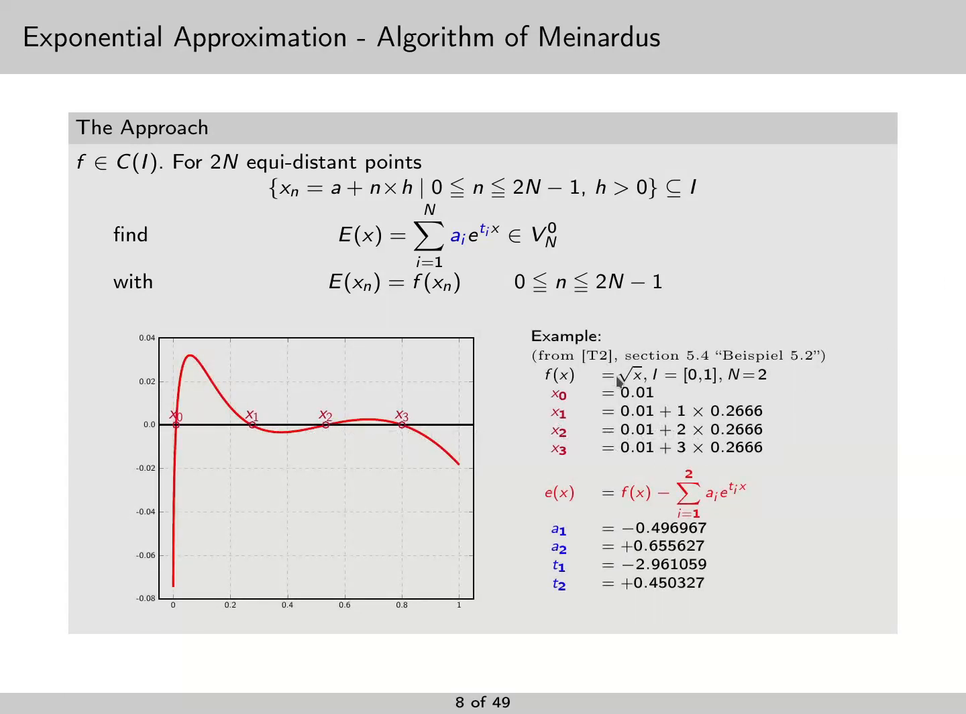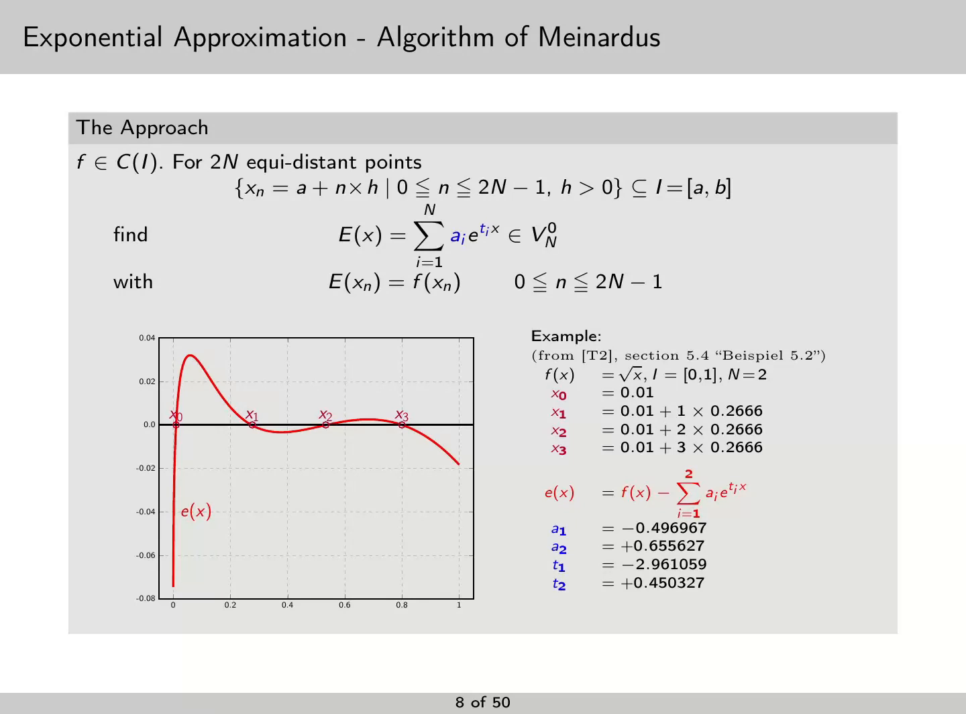Function f is the square root of x, n is equal to 2, and these are the four equidistant points x_0 through x_3 in interval I. Application of the algorithm of Meinardus results in these coefficients a_i and t_i. At points x_0 through x_3, the exponential sum with these coefficients has the values of function f. In other words, the equidistant points are zeros of the error function e, shown here in this graph.